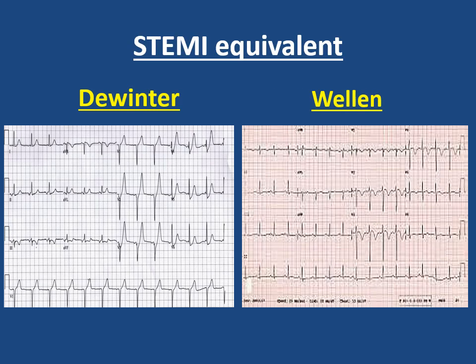What are the STEMI equivalents? The STEMI equivalents include the De Winter sign, which is defined as hyperacute T with upsloping ST depression in the anterior precordial leads, which is suggestive of acute LAD occlusion, or Wellens sign, which is seen as biphasic or symmetrically inverted T wave from V1 to V4. It is suggestive of proximal LAD occlusion.